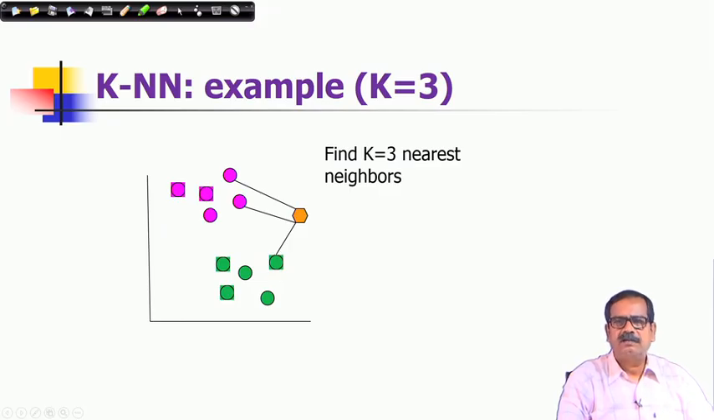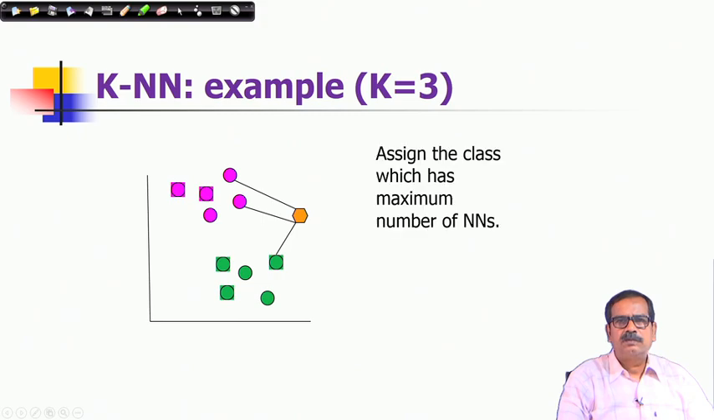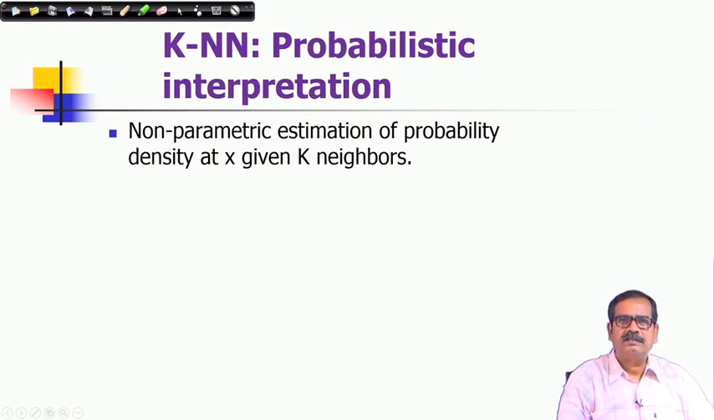So, that is a technical term that is used there. And according to the rule I mentioned, assign the class which has the maximum number of nearest neighbors, or NNs. We can see that there are two members from the pink class and one member from the green class. So, we should assign the pink class to that particular query point. This is the approach, which is very simple to implement and to understand.